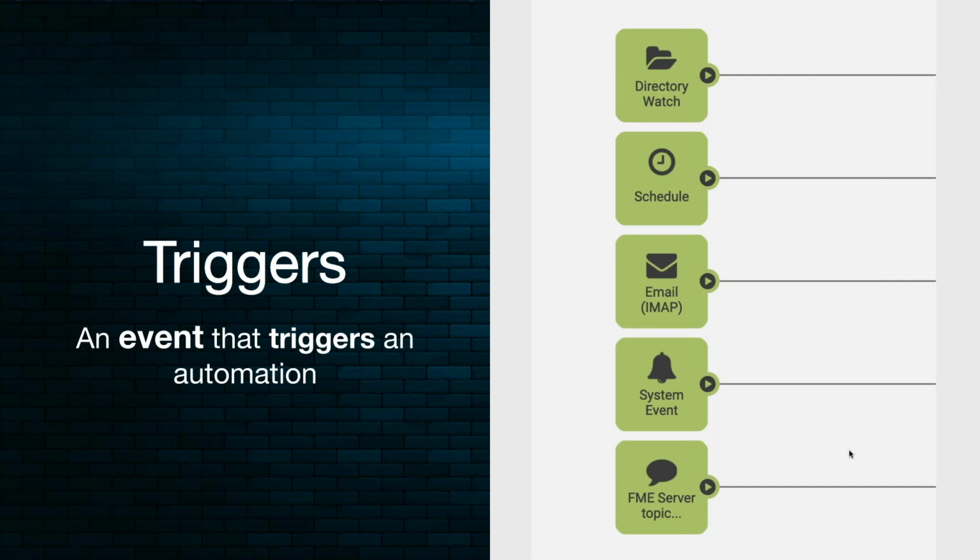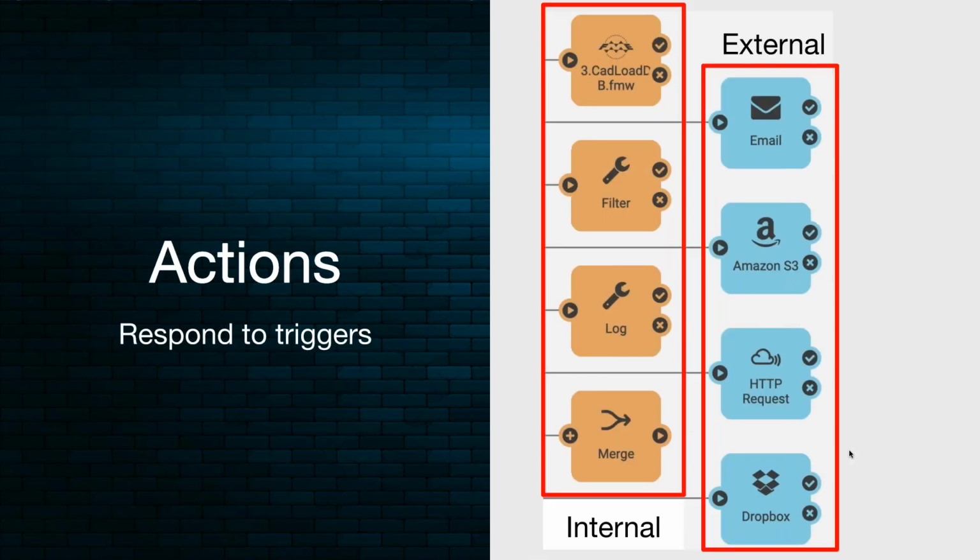Yeah. And then once you've put your triggers down in your automation, you can then connect actions to those triggers. Right. And again, this is an example of some of the actions. So the first one at the top on internal is you can run a workspace. You can filter messages.